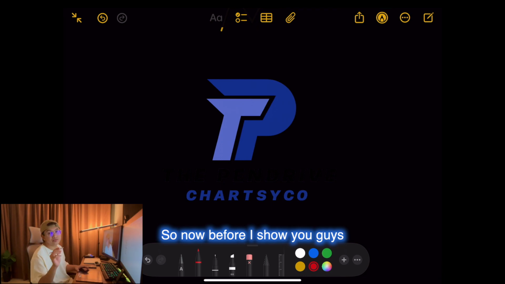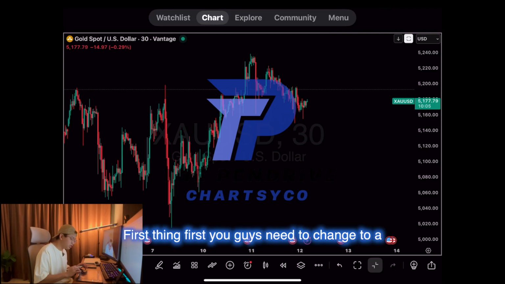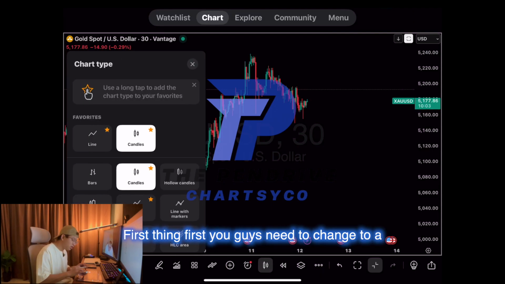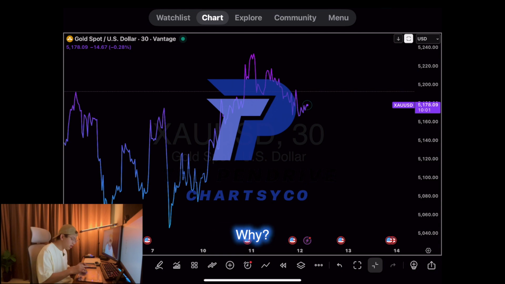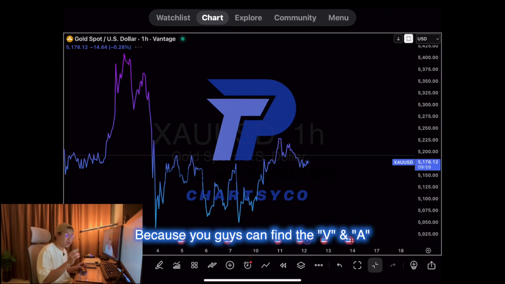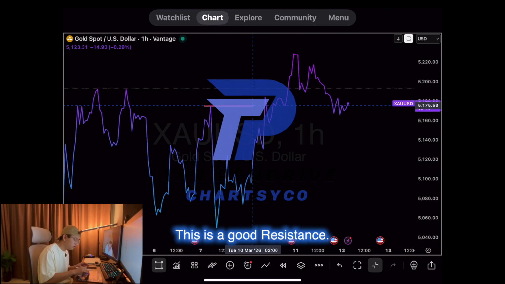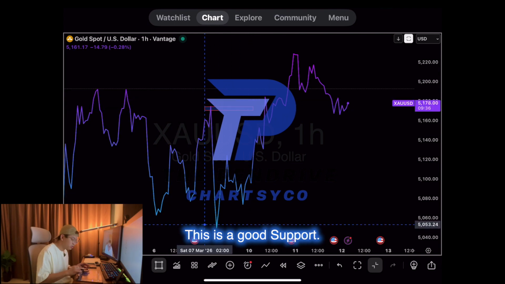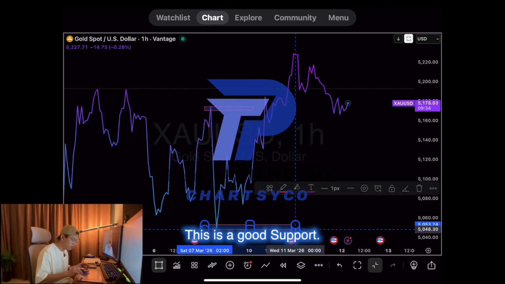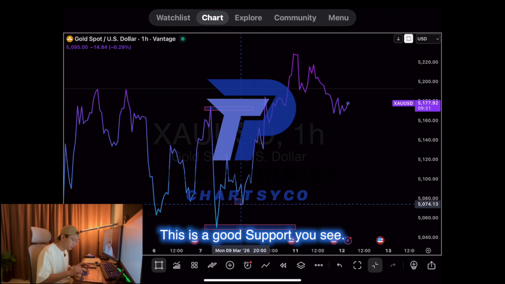So now, before I show you guys what kind of decision we need to make at the support and resistance, let's take a look at the example. First thing first, you guys need to change into a line chart, okay? Why? Because you guys can find the V and the A. Now let's find it. This is a good resistance. This is a good support. This is a good support, you see.